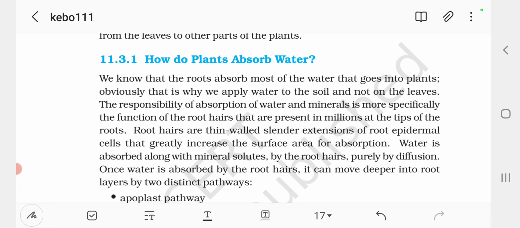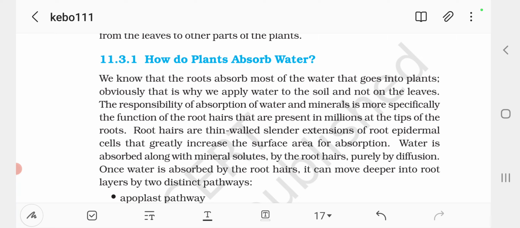The responsibility of the absorption of water and minerals is more specifically the function of the root hairs that are present in millions at the tips of the roots. Root hairs are thin walled, slender extensions of root epidermal cells that greatly increase the surface area for absorption. Water is absorbed along with the mineral solutes by the root hairs purely by diffusion.